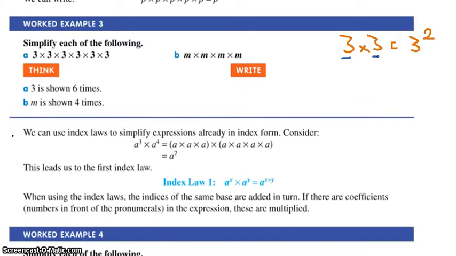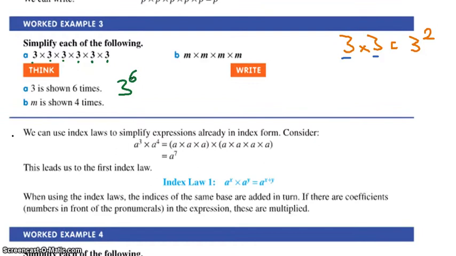Let's have a look at this first part of worked example 3. We've got 3 times 3 times 3 times 3 times 3 times 3. How many times did we multiply 3 by itself? It's the only question you have to ask yourself. How many times did we multiply this number by itself? 1, 2, 3, 4, 5, 6. So we did 3 to the power of 6. We multiplied 3 by itself 6 times.